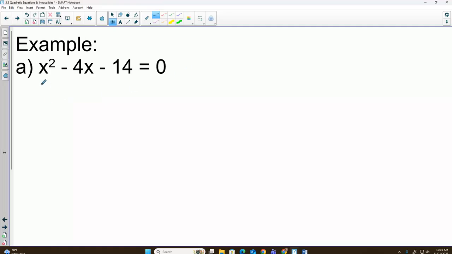So we have a 1x squared, so we can go straight to step 2. We move the constant to the other side. Now we have to take half of our middle term, so -4 divided by 2, and square it to make our perfect square. So -4 divided by 2 is -2. -2 squared is 4. So we add it to both sides.